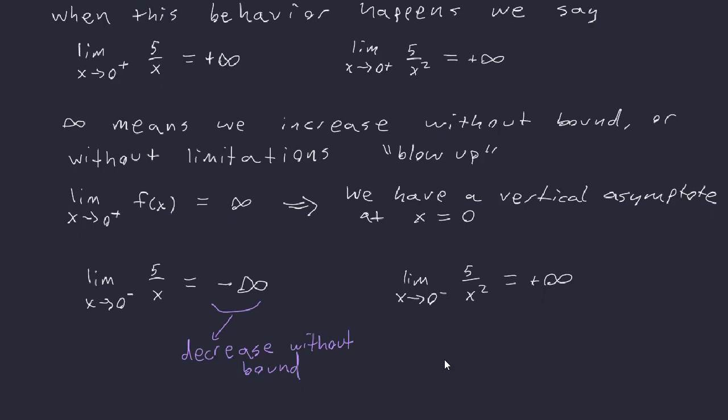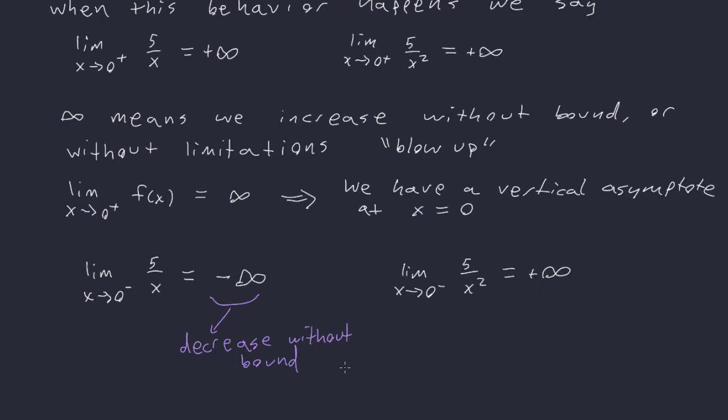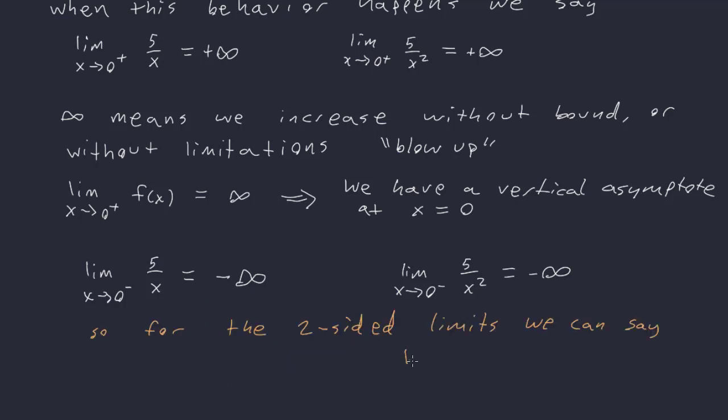Okay, and then from here we can actually talk about the two-sided limits, because the limits as x goes to 0 from the right and the left of 5 over x squared are both infinity. So we can say the limit as x goes to 0 of 5 over x squared is, I did put a plus, plus infinity.